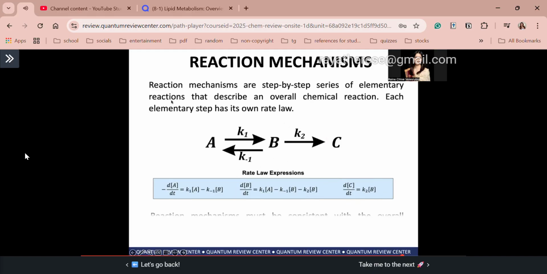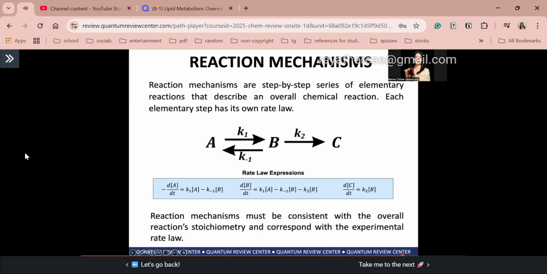Now, how do we determine the rate law for a reaction mechanism? Because, guys, we have many complex reaction mechanisms. So, approximation methods are used to simplify the analysis of complex reaction mechanisms. Okay? It will make it easier to derive rate laws from reaction mechanisms.